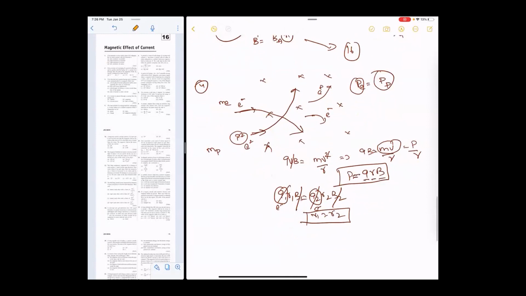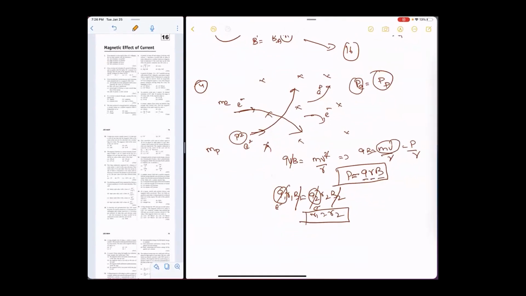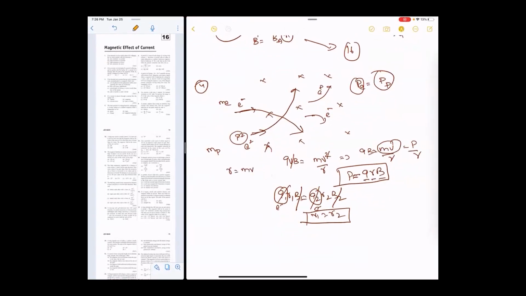So what is the radius formula? Radius is mv by qB. The velocity formula is qrB by mass. Basically we have radius, mass, V, Q, B. If they give four, they will ask the fifth one. You just need to solve. Easy? Any doubts?